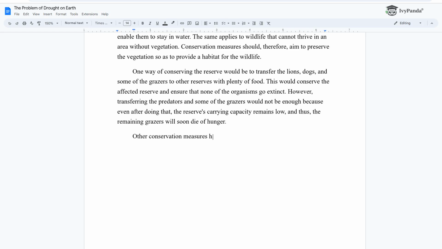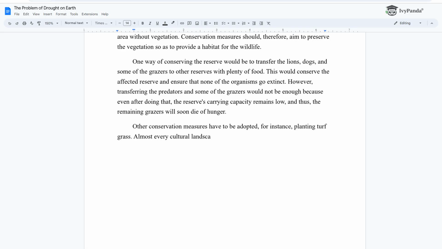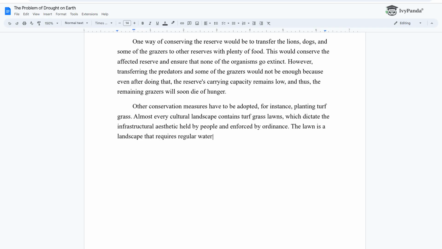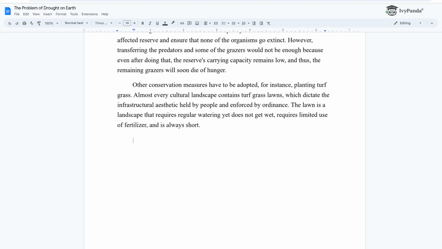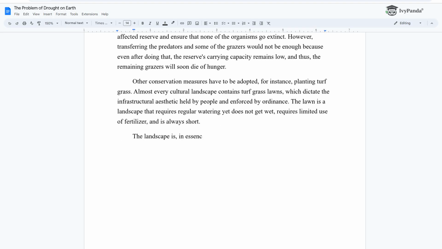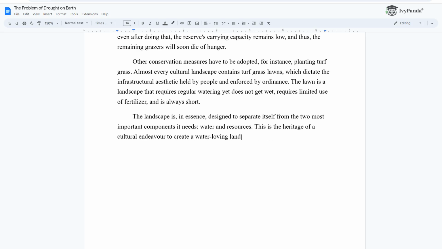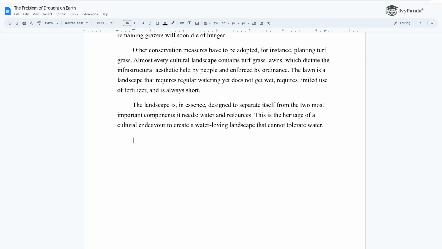Other conservation measures have to be adopted, for instance, planting turfgrass. Almost every cultural landscape contains turfgrass lawns, which dictate the infrastructural aesthetic held by people and enforced by ordinance. The lawn is a landscape that requires regular watering yet does not get wet, requires limited use of fertilizer, and is always short. The landscape is, in essence, designed to separate itself from the two most important components it needs, water and resources. This is the heritage of a cultural endeavor to create a water-loving landscape that cannot tolerate water.